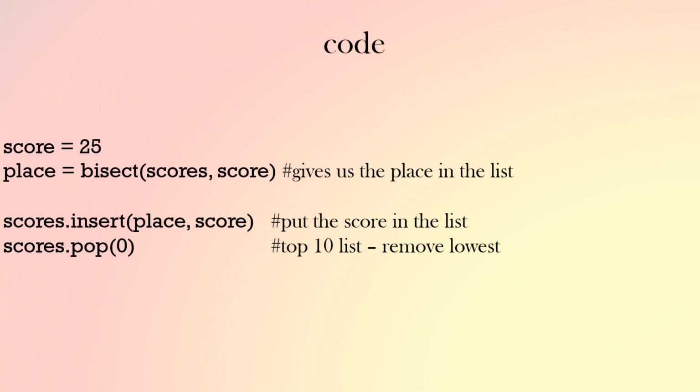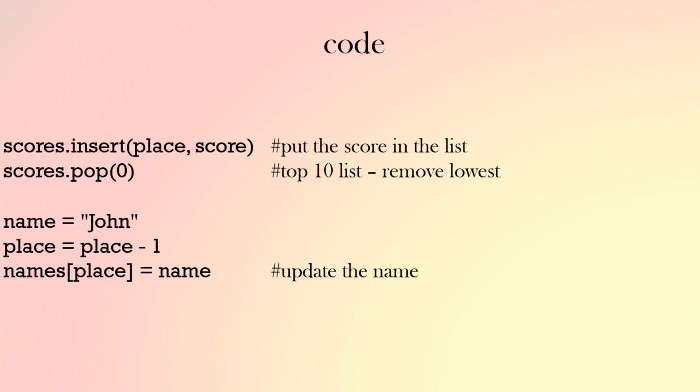So we remove the lowest score, which in this case is in the first location, which is the index 0. So our list has the lowest scores up to the highest scores, and the lowest score is always going to be in the first place.